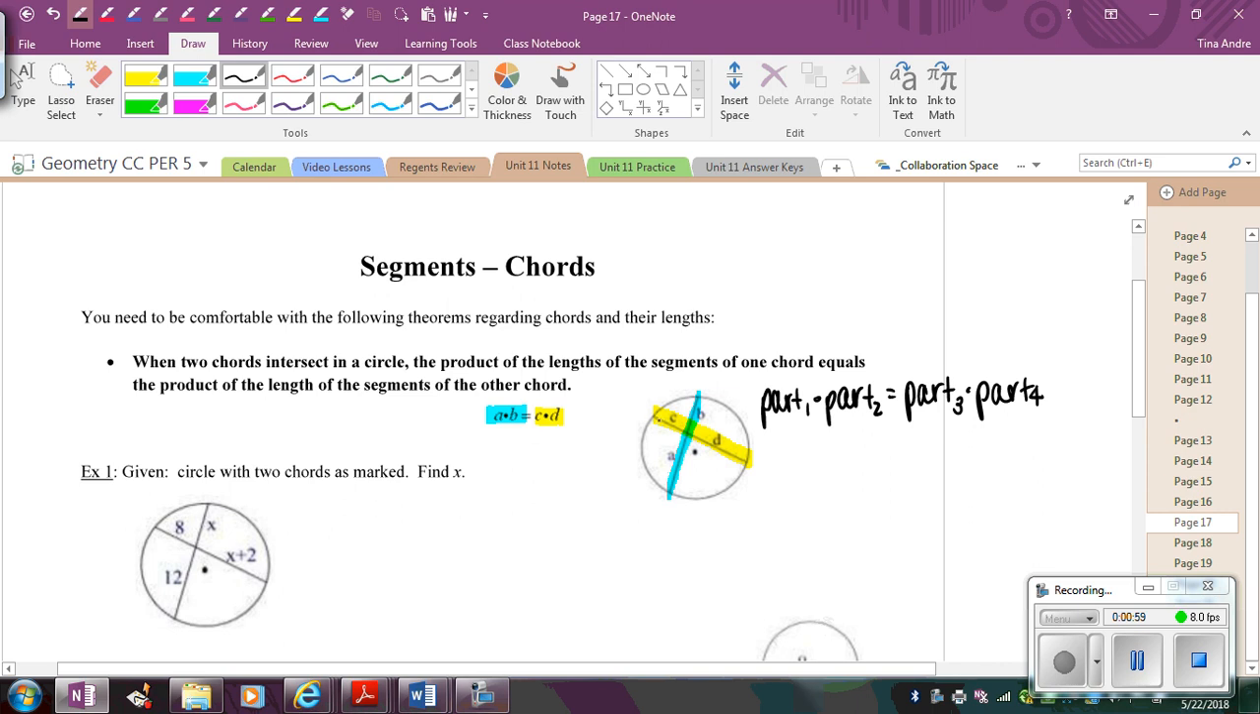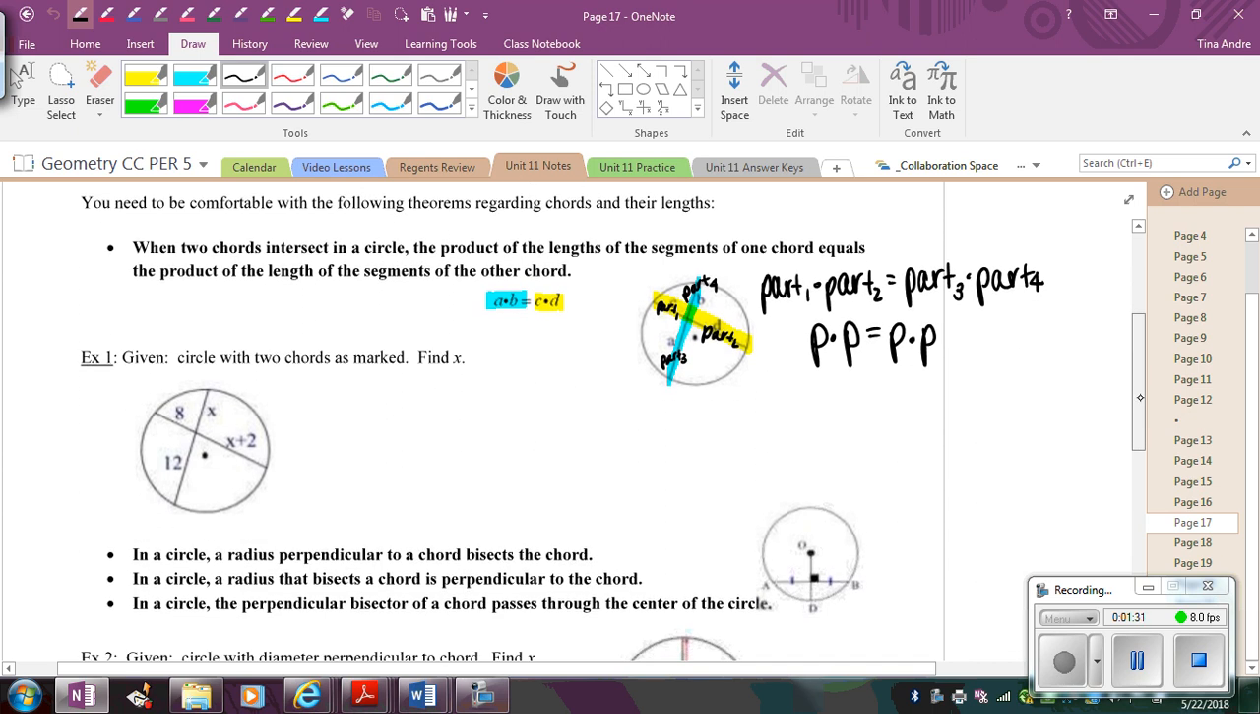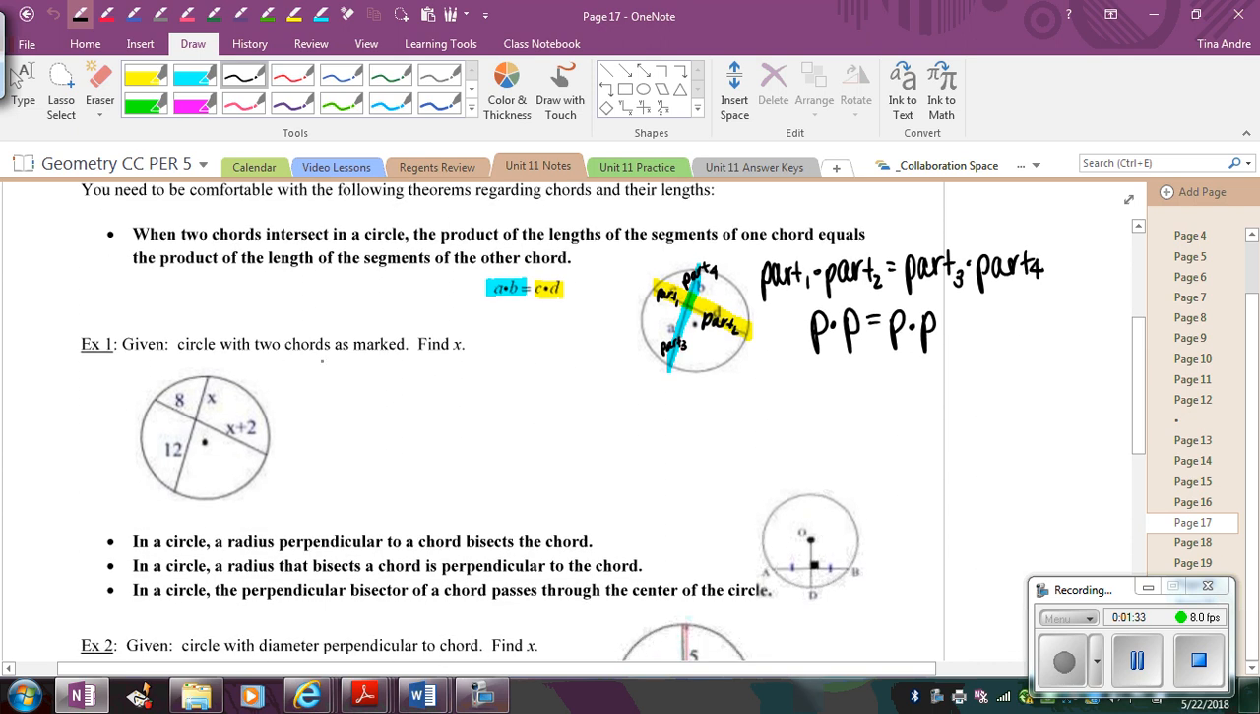You might think of this as part 1 times part 2 is equal to part 3 times part 4, meaning you're just multiplying the parts together. I sometimes shorten this and say PP equals PP, because it sounds weird, so it's easy to remember. But really, remember that all of these numbers would be different. They're not all the same number, so this representation is not the best, but it's an easy way to remember it.